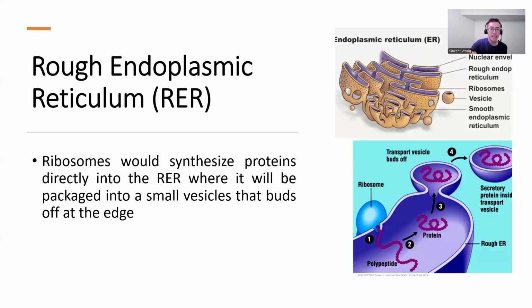The ribosome will synthesize the protein directly into the ER. This was what I was trying to draw with you. We have a ribosome here, and you can see the protein is being synthesized right into the inside of the rough ER. The protein moves towards the edge where it will bud off into a vesicle. So the protein inside the vesicle has several places it can go, and we're going to look at that in a second.